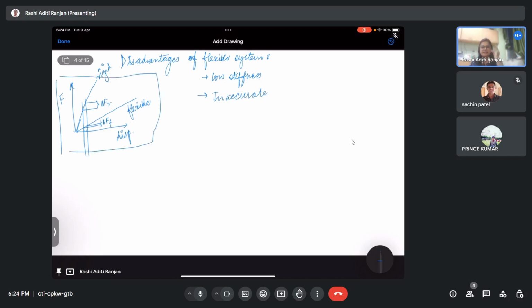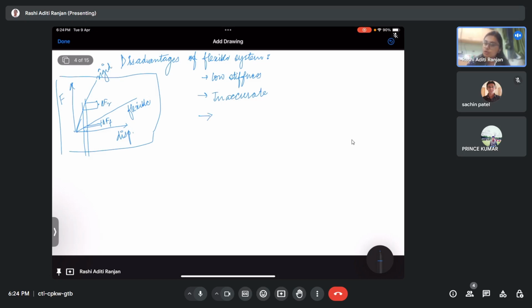This is just for an example. However, in case of a rigid body, the line should be like this, a vertical straight line. Okay, this was just to make clear what I am trying to say about inaccuracy. Okay, so my system is inaccurate.